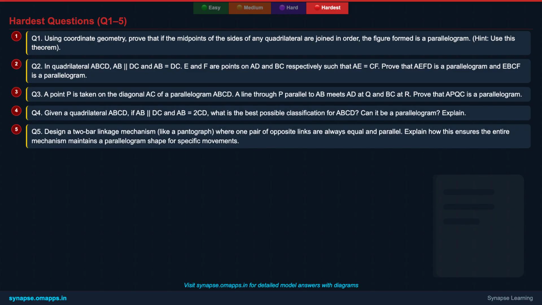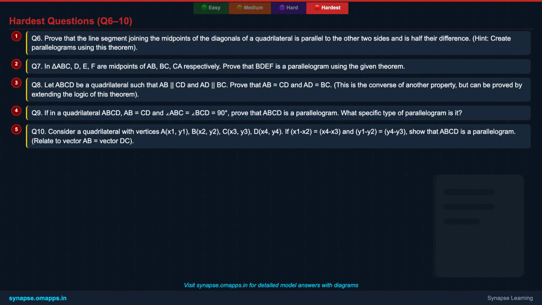These are designed to challenge your deep understanding and problem-solving skills, often requiring a synthesis of multiple geometric concepts. Take your time, draw detailed diagrams, and try to construct rigorous proofs. Pause the video now to attempt these questions. And here are the remaining 5 hardest level questions. These will push your boundaries, exploring coordinate geometry applications, advanced proofs, and conceptual understanding. Remember, the goal is not just to find an answer but to understand the underlying geometric principles. Pause the video and tackle these final challenges.